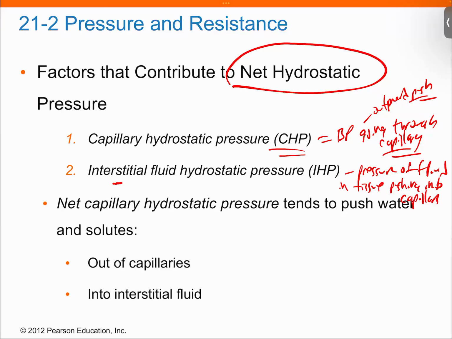Now, the net hydrostatic pressure is the difference between these two. Of course, generally speaking, the capillary hydrostatic pressure is very, very much larger than the IHP. Why? Because it's got the power of the left ventricle behind it. Remember, we have a pressurized circulatory system. It's, of course, going to be much higher pressure than the fluid in the tissues. And so generally speaking, this system is wired to have an overall net push outward. So you take the CHP minus the IHP and you get your net. Okay.